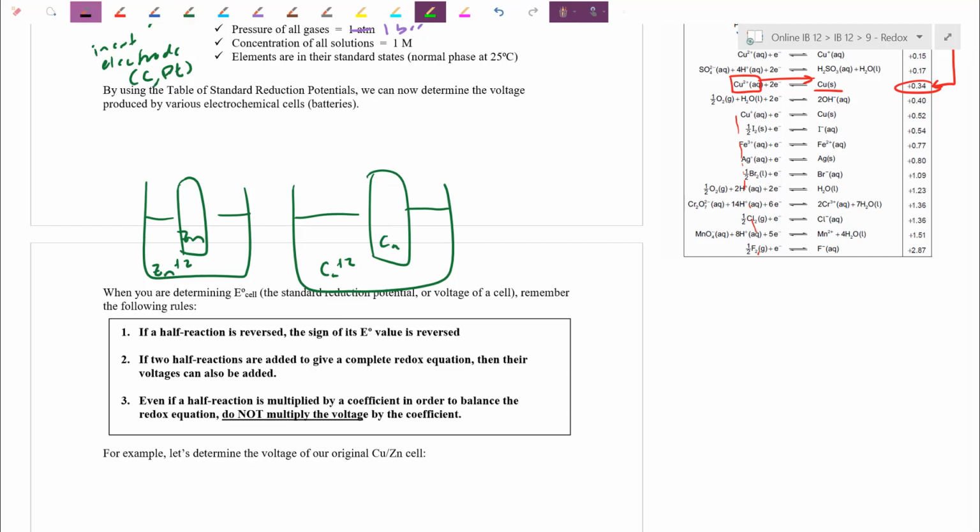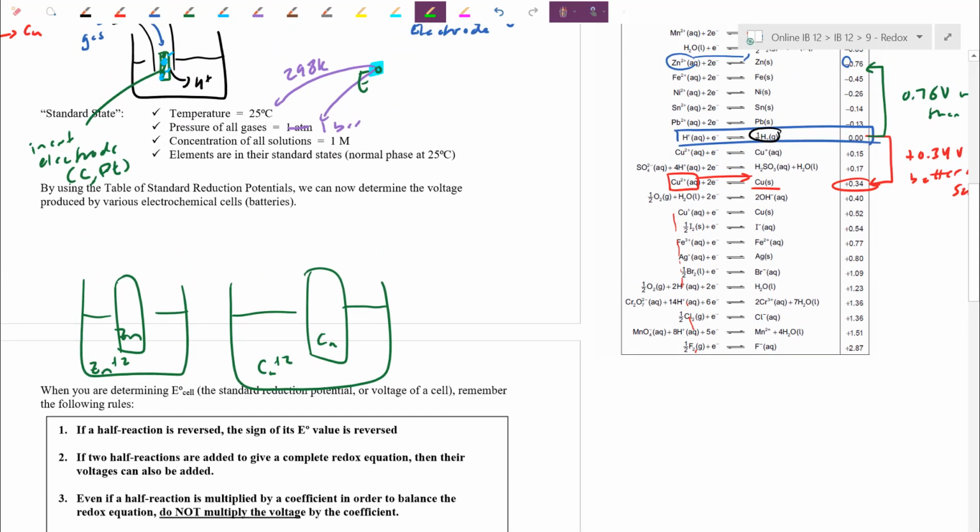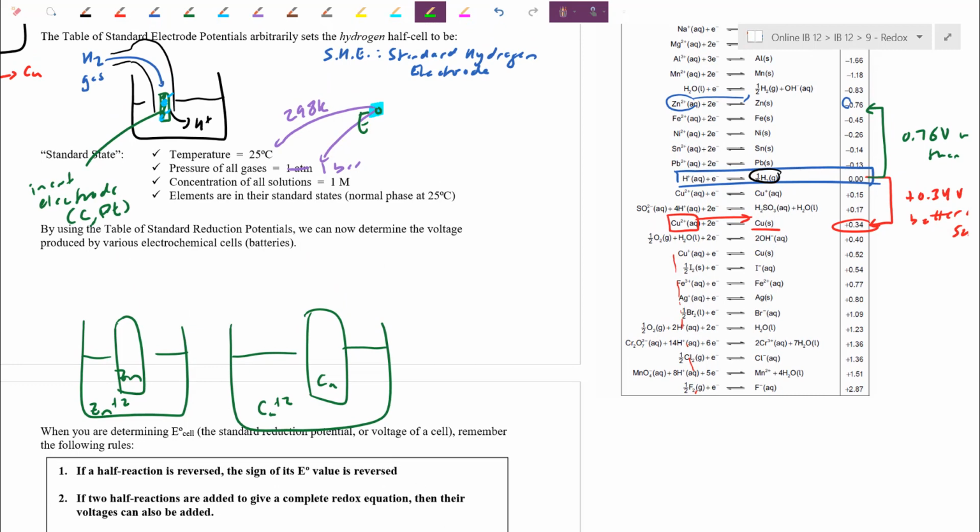First thing you would do is you would check the table. We want to find who's better at reducing, who's better at oxidizing. We start from the bottom left and go upwards. We find copper is better at reducing, so we're going to do a one-way arrow. Copper 2+ gains 2 electrons, becomes copper. Now we understand that 0.34 volts, that one just means it's better than hydrogen.